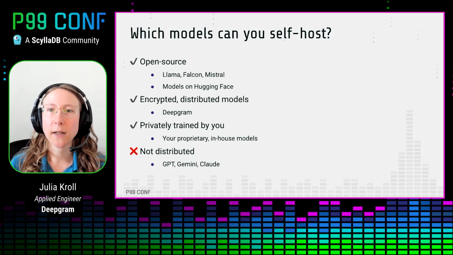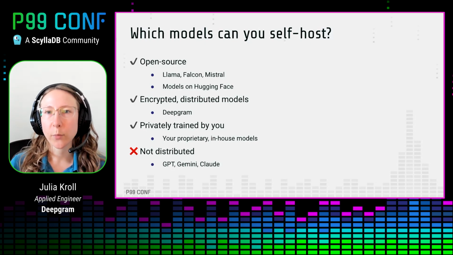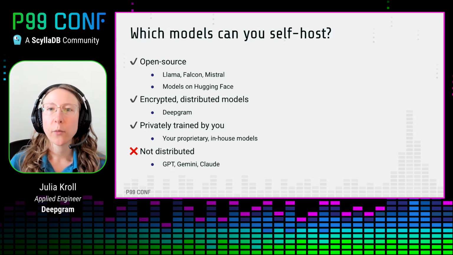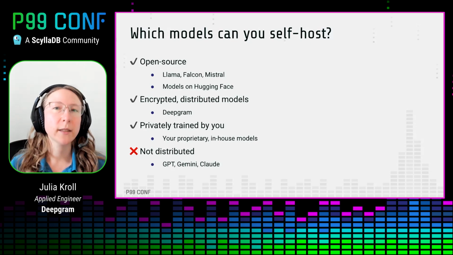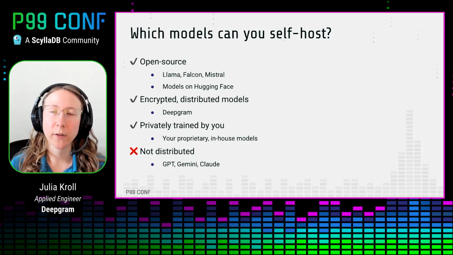And then finally, the type of model that you cannot self-host is any model that isn't distributed. A few examples of popular models in this category are GPT, Gemini, and Claude. And you can make requests to these models. They have an exposed API that customers can use, but no one can actually get their hands on these models. You just have to use it through an API interface.